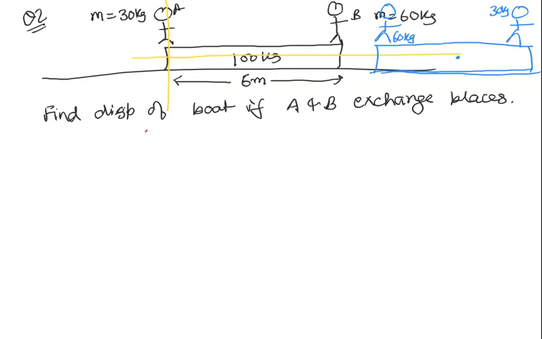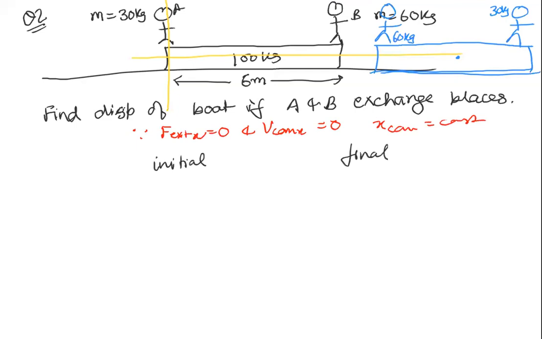So since F external along the x-axis is 0 and a_CM along the x-axis is 0, the x coordinate of the center of mass must be constant. So I hope now you are realizing that I don't really have to worry about the denominator because the denominator is going to come out to be equal. So what I have to do is just write the initial and final numerator. Initially we have 30 into 0 plus 100 into 3 plus 60 into 6.